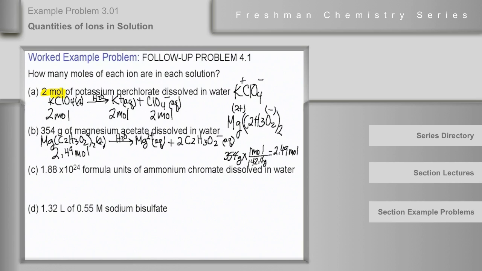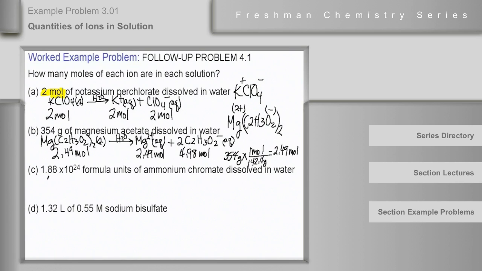And according to the formula, 2.49 moles of magnesium acetate will produce the same number of moles, 2.49 moles of magnesium ion, since there's 1 magnesium ion in each formula, and 4.98 moles of acetate ion, since there are 2 acetate ions in each formula.